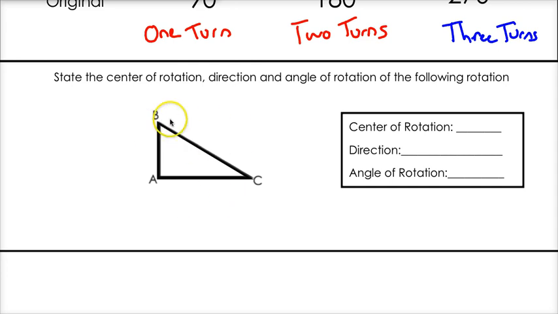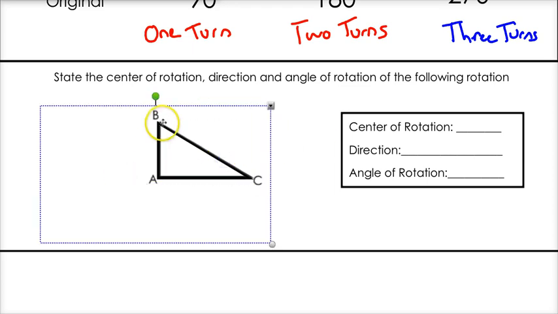I'm about to do a rotation, and I want you to state the center of rotation, the direction, and the angle of rotation of this, okay? I'm going to tell you when to pause the video. Do it by yourself, all right? So let's rotate this triangle, okay?